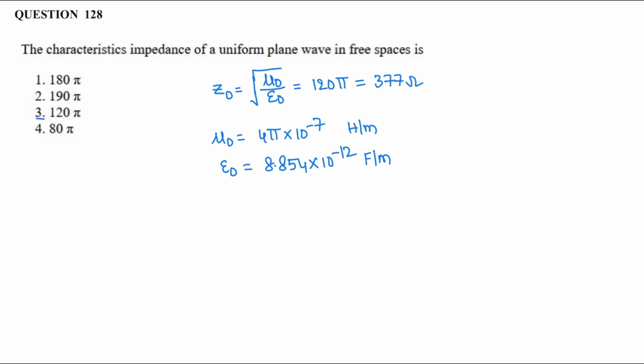Question number 128. The characteristic impedance of a uniform plane wave in free space is? The characteristic impedance is the square root of mu naught by epsilon naught. Mu naught value is 4 pi into 10 power minus 7 Henry per meter. Epsilon naught value is 8.854 into 10 power minus 12 farad per meter. The square root of mu naught by epsilon naught is 120 pi or 377 ohms. So the characteristic impedance of a uniform plane wave in free space is 120 pi.